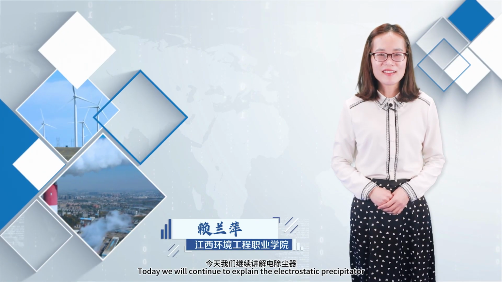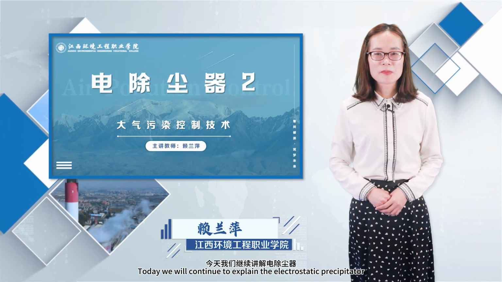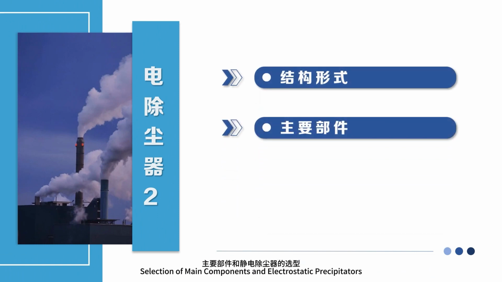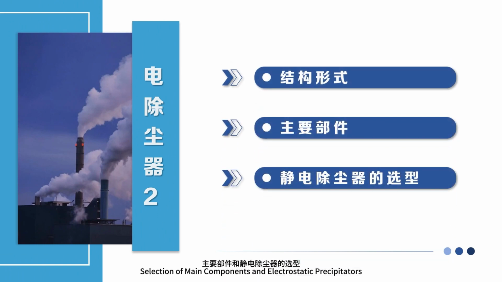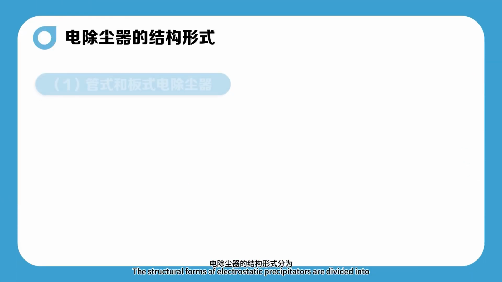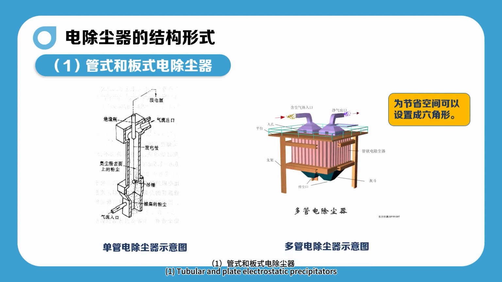Hello everyone. Today we will continue to explain the electrostatic precipitator, mainly the structural forms, the selection of main components, and the selection of electrostatic precipitators. The structural forms of electrostatic precipitators are divided into: 1. Tubular and plate electrostatic precipitators.